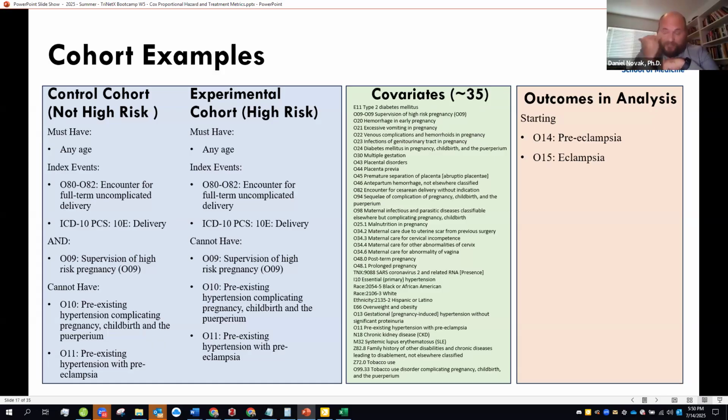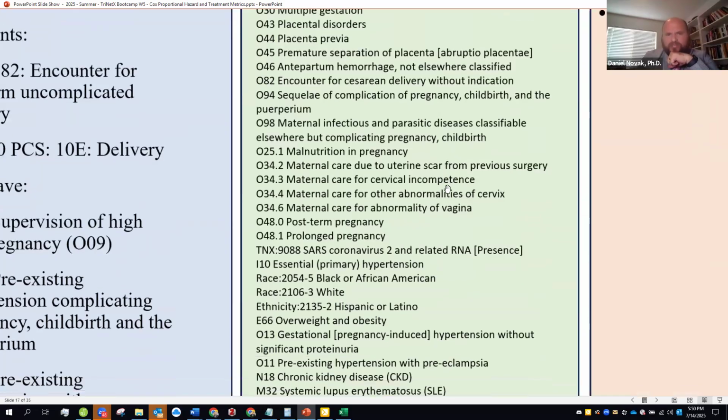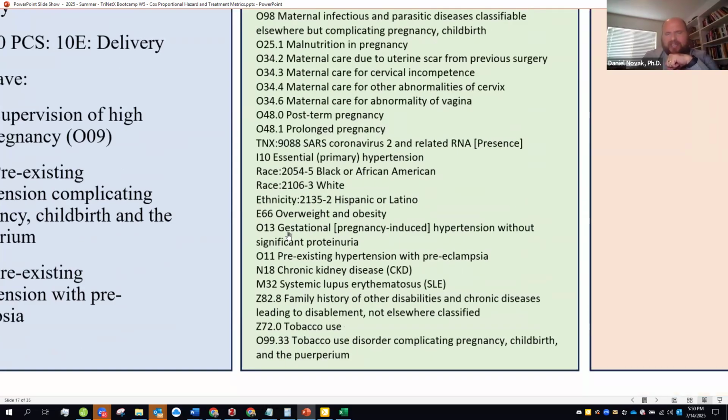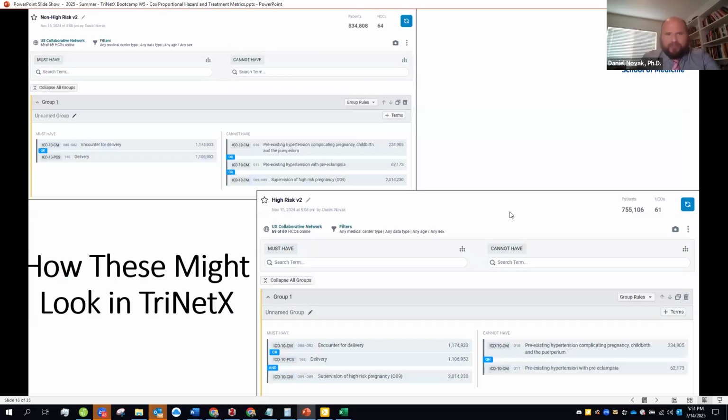I used AI and talked to physicians to find out what all the potential covariates are that might be complicating our situation. And we came up with about 35, which we thought was a pretty good place to start. And for us, our outcomes are preeclampsia or eclampsia. You can just see some of these examples here. We've got placenta previa and placental disorders and multiple gestation and race and obesity and other kinds of factors in here, and tobacco use and family history, disability, all sorts of different things, chronic kidney disease that might be driving those negative outcomes. So you can see a little bit about how these might look in TriNetX.